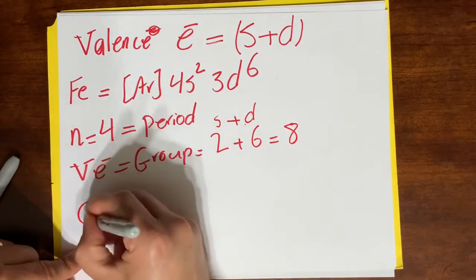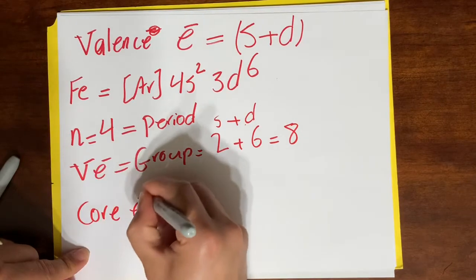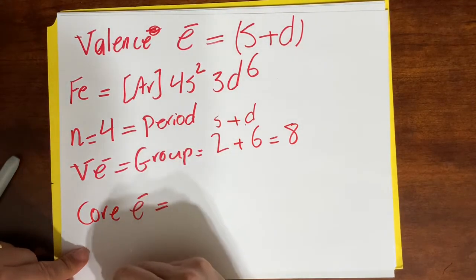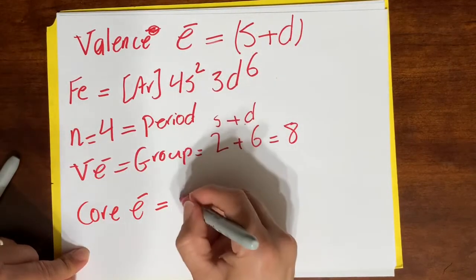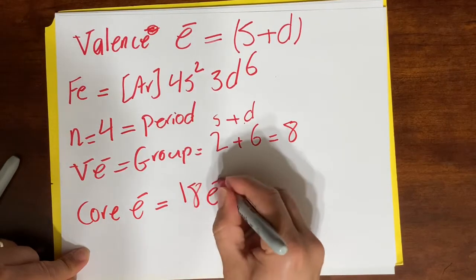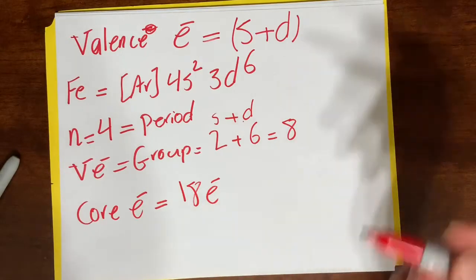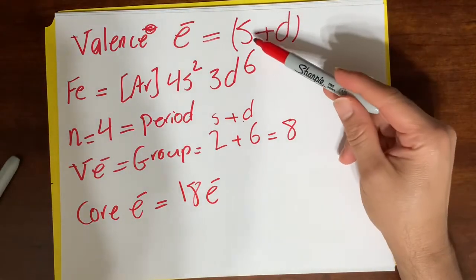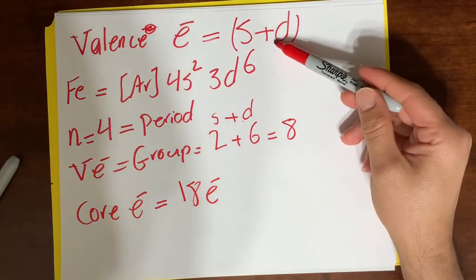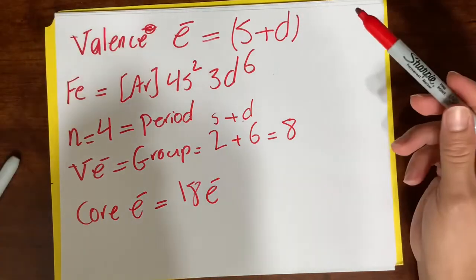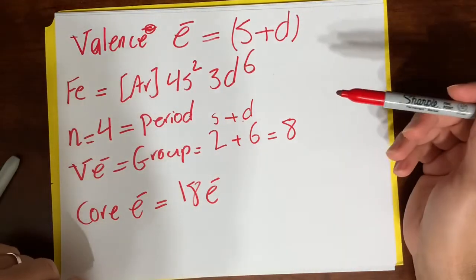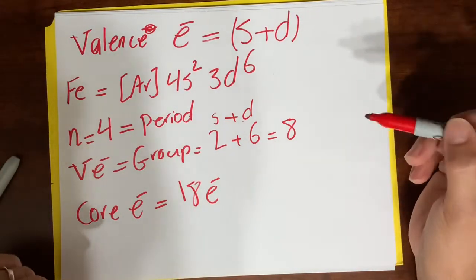How about core electrons? Core electrons equal argon, which is 18 electrons. So when it comes to transition metals, you add electrons of S to D, except when D is full.